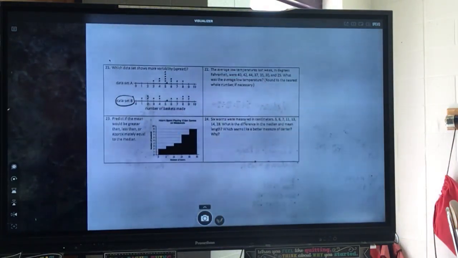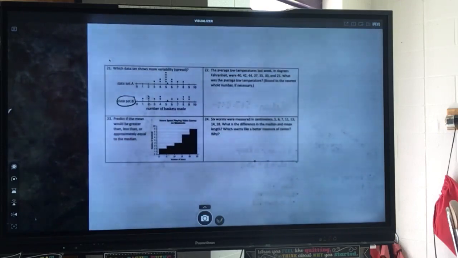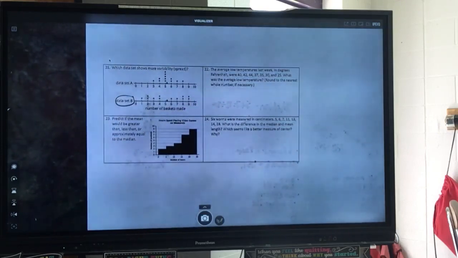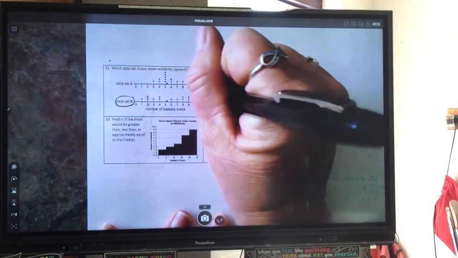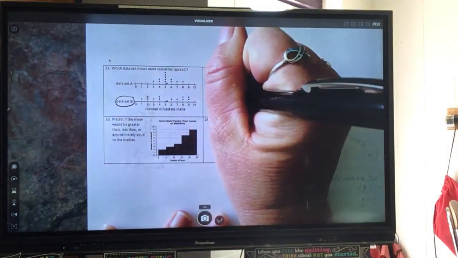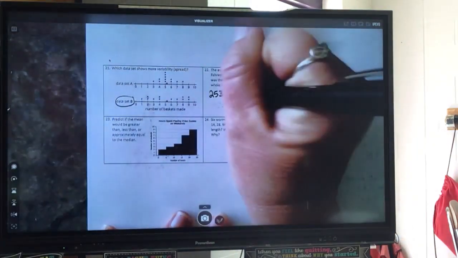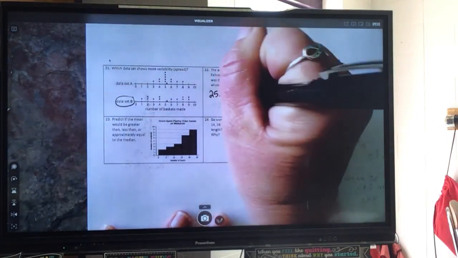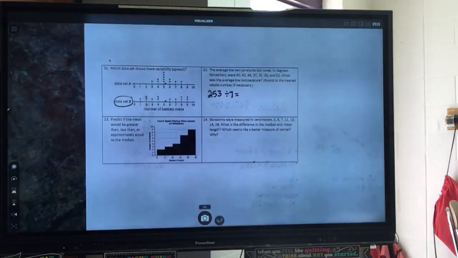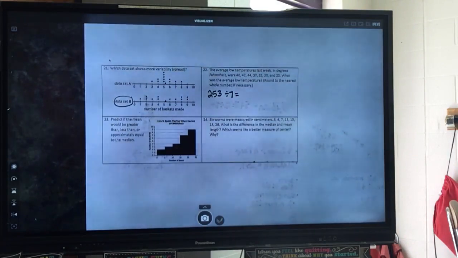Number 22 says the average low temperature last week in degrees Fahrenheit was 40, 42, 44, 37, 35, 30, and 25. What was the average low temperature rounded to the nearest whole number? All right, easy peasy. All right, what did you get when you added them all up? I got 253. Okay, 253 divided by 7, which gave you 36.1, but I rounded, and I got 36.